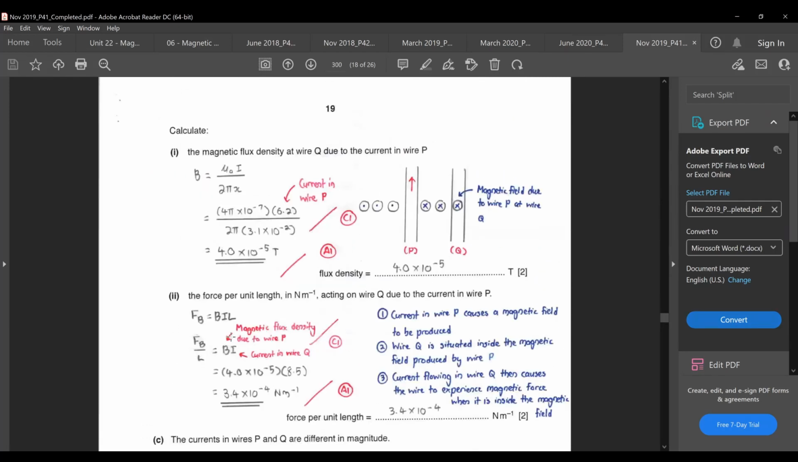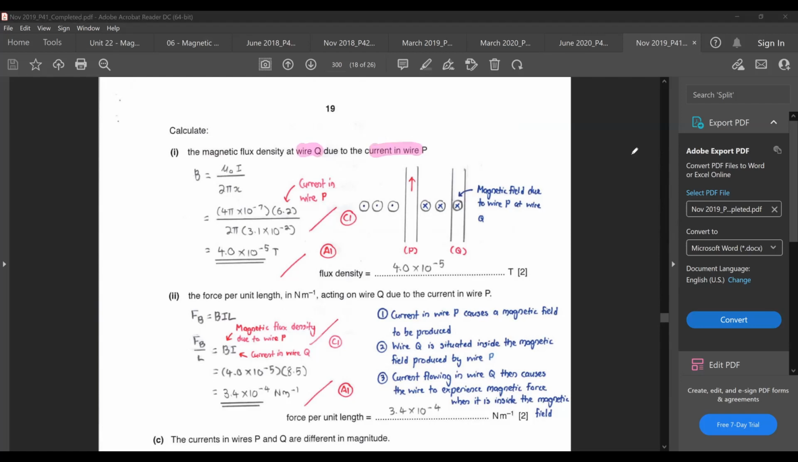Okay, so mu naught is the permeability of free space. From here they ask you to calculate the magnetic flux density at wire Q due to current in wire P. So what is the flux density at wire Q due to current in wire P? So you look at this one, this is wire P just now, this is wire Q, all right? They want the flux density at wire Q due to current in wire P.